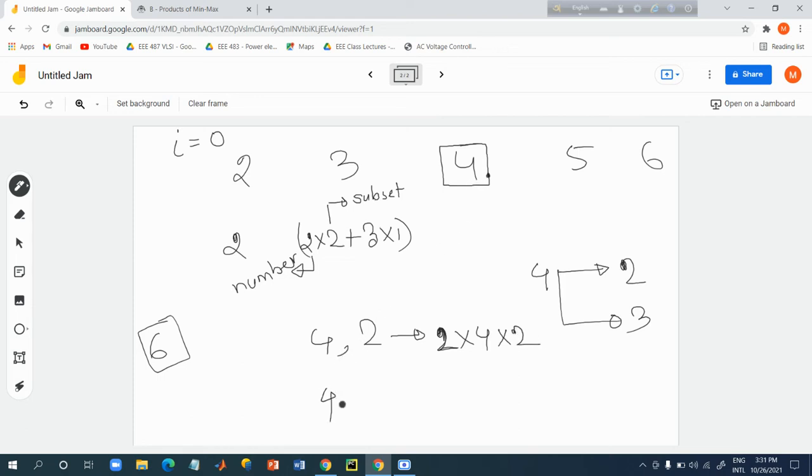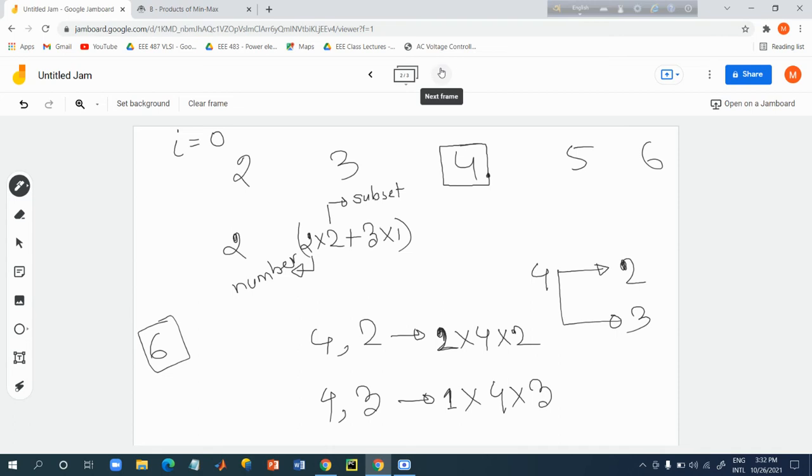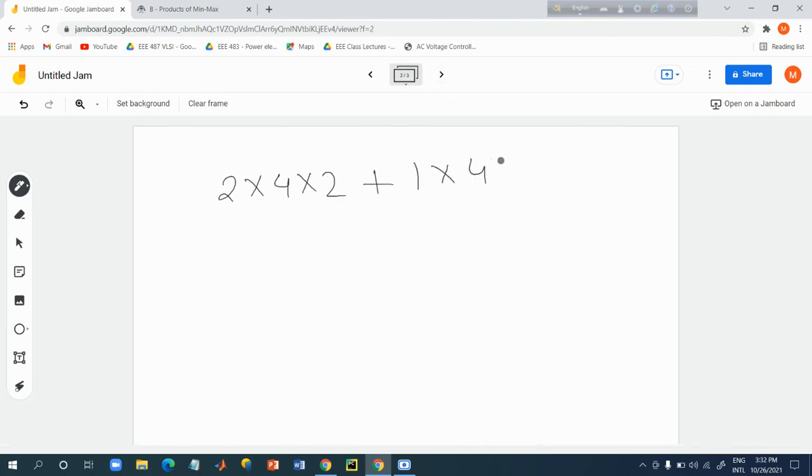Again, when 4 is the maximum and 3 is the minimum, the possible subset is only 1, and for this possible subset the maximum will be 4 and the minimum will be 3, right? So what's happening here? If we add these two things, because we have to add those, there is 2 into 4 into 2, and there is 1 into 4 into 3.